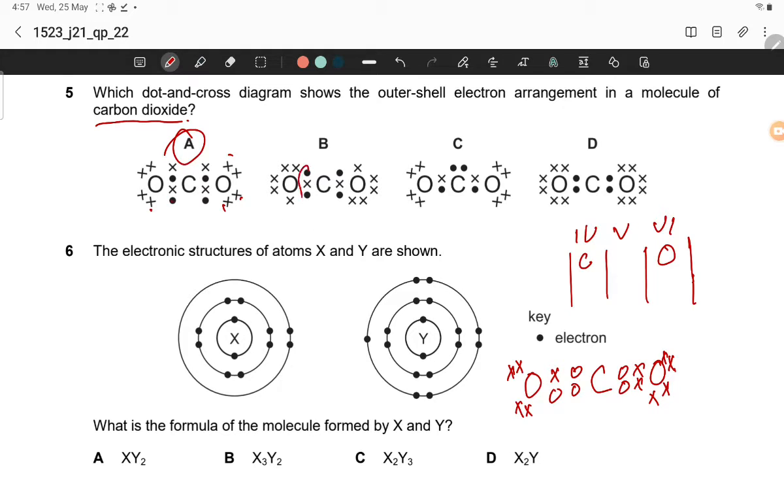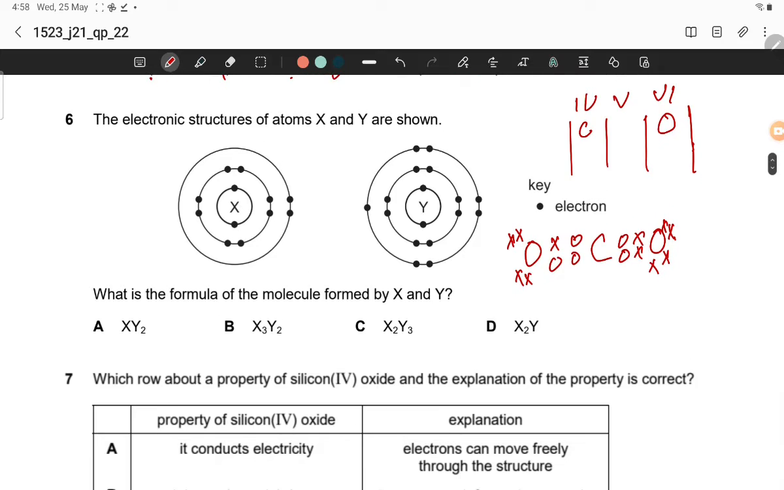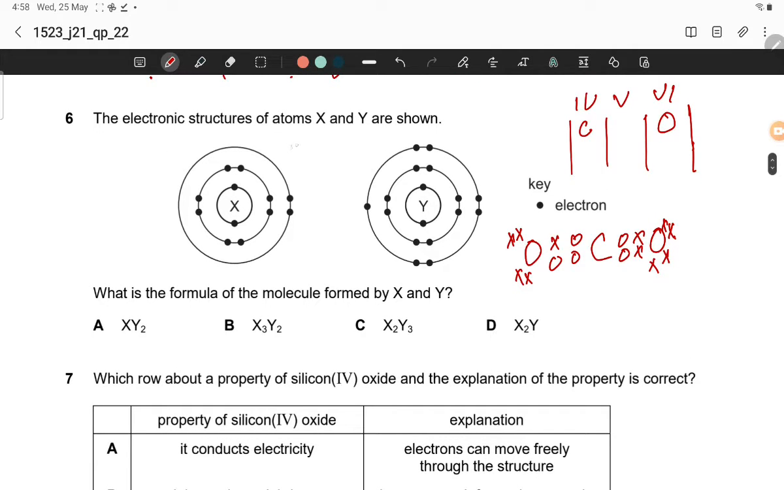This is not correct because these 3 electrons are not shared with any atom, and this is also not correct because here 1 pair is shared, 1 pair is shared, and 2 are lone pairs. So this is the correct diagram. A must be correct. The electronic structure of atoms X and Y are shown.